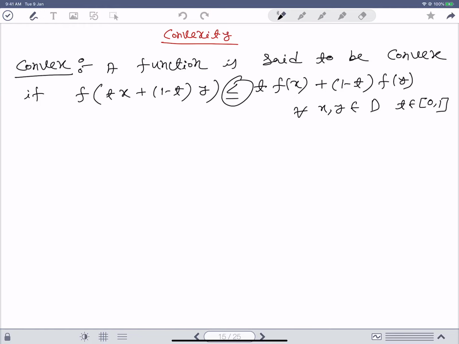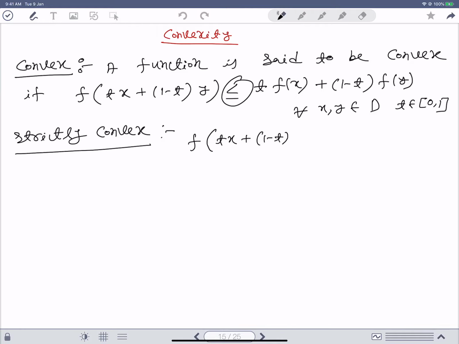Now there is another term called strictly convex. Again, a function is said to be strictly convex if f of tx plus (1 minus t)y is strictly less than t f of x plus (1 minus t) f of y. Okay? So we are not taking that equal to sign. It will be strict. Now this is called strictly convex.